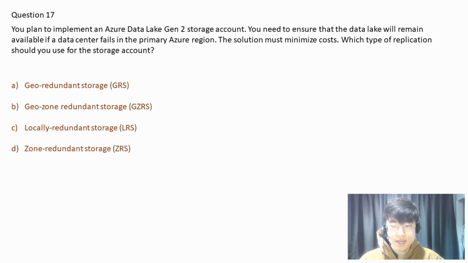So this question says, we need to ensure that the data lake will remain available if a data center fails in the primary Azure region. So we're looking at just our primary region here. And reading on a bit further, we know that the solution must minimize costs. So we'll get rid of the storage options that are to do with the secondary region, so we'll get rid of GRS and GZRS. What's remaining is LRS and ZRS. If we were to go with the LRS option, because all the data copies are made in a single data center, if the data center fails, then all our data will be inaccessible. Our storage option that satisfies the question is D, zone redundant storage.